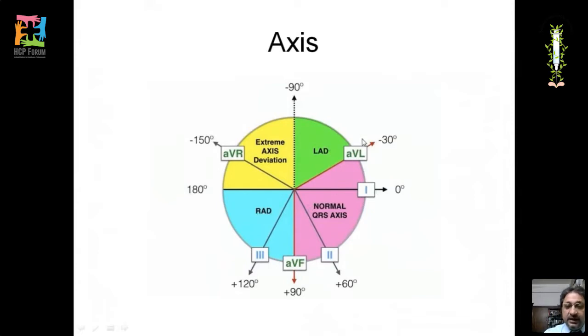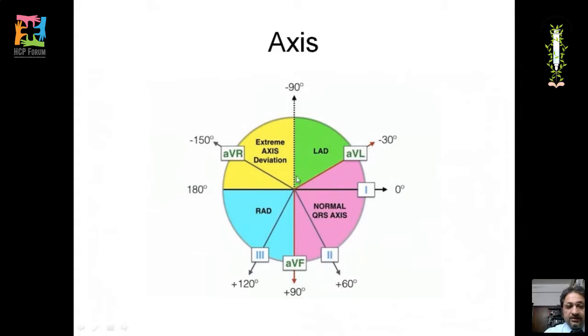Similarly, in anterior infarct, the axis will now move away from that area of necrosis rightward. So you will have a right axis deviation. Now, next, obviously, in case of left ventricular hypertrophy, the axis will be deviated to that side, and in right ventricular hypertrophy, the axis will be deviated to this side.